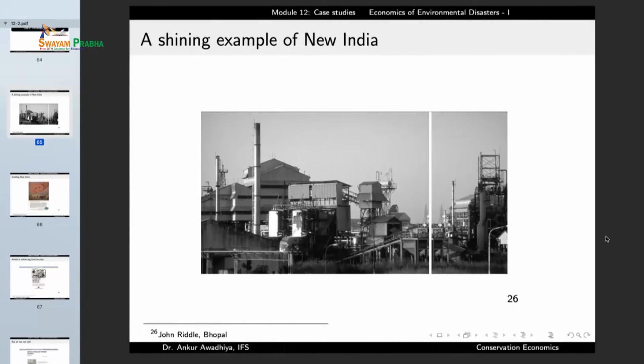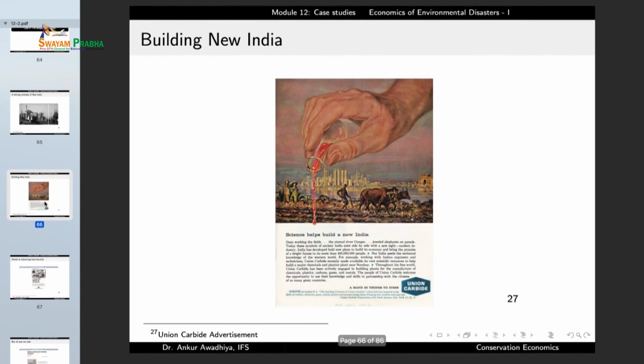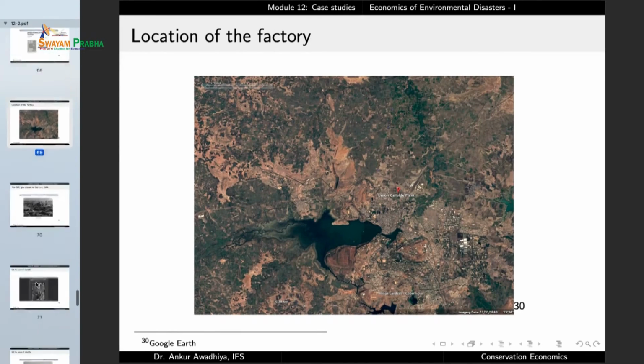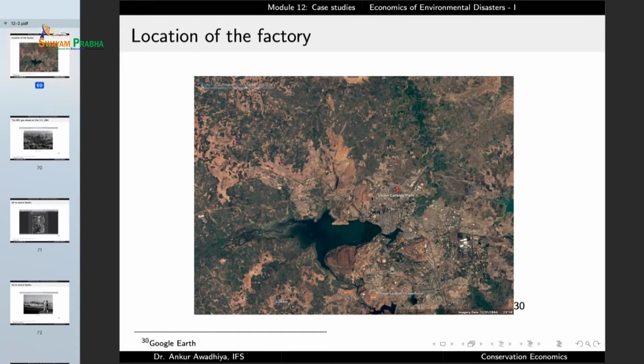So, it began with this shining example of New India. This is the Union Carbide factory, and these are the kinds of advertisements that Union Carbide was putting in. Now, if we have a look at the location of the factory, this is the upper lake of Bhopal, and this is the location of the Union Carbide plant. As you can observe, all this area is the area where people live. Here you have small bits of forests and agricultural lands, but this is where people live.